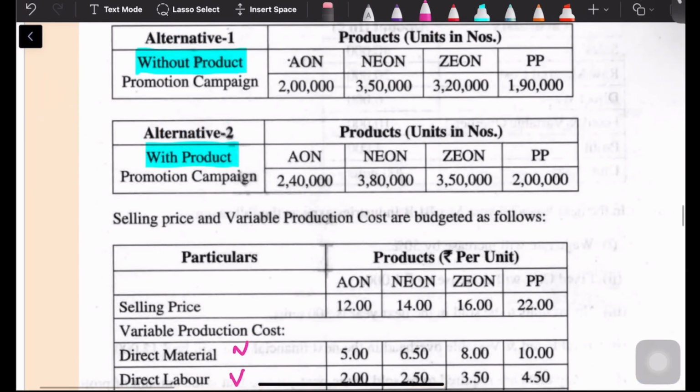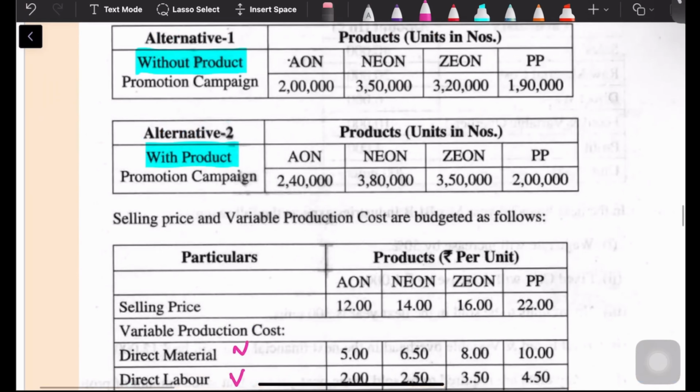2 lakh, 3.5, 3.2, 1.9. So let's also write units. So 2 lakh, then 3.5 lakh, 3.2 lakh, 1.9 lakh.